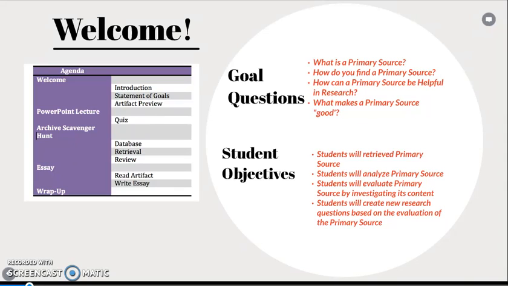After the essay, we'll do a quick 15-minute discussion in groups for our wrap-up, and you'll be out of here 40 minutes earlier than your regularly scheduled class time. So let's go ahead and get started.